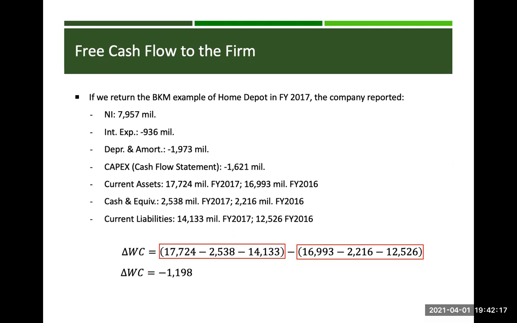So what does that actually mean? What does that actually mean for Home Depot? You would think that's bad because it's a negative number. But what that is actually indicating is that they are generating more cash by the way they manage their current assets and current liabilities. Yes, their current assets went up from 2016 to 2017, from 17 billion to 17.7 billion. But their current liabilities went up even more.